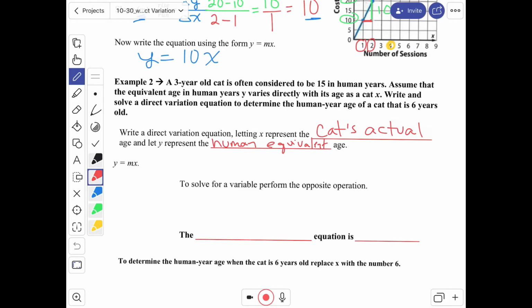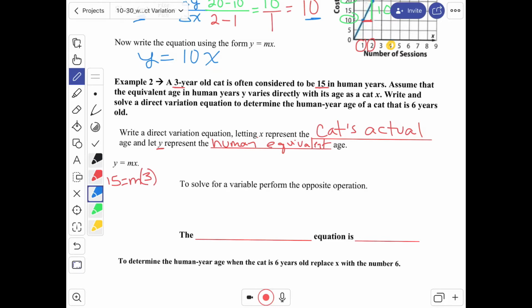So it's going to be in this form right here, y equals mx. In the problem, it talked about 15 being the human years, and we said we're going to let that be the y. So where the y is, I'm plugging in 15. And right now we don't know the m, but we know the x represents the actual age, which was 3.